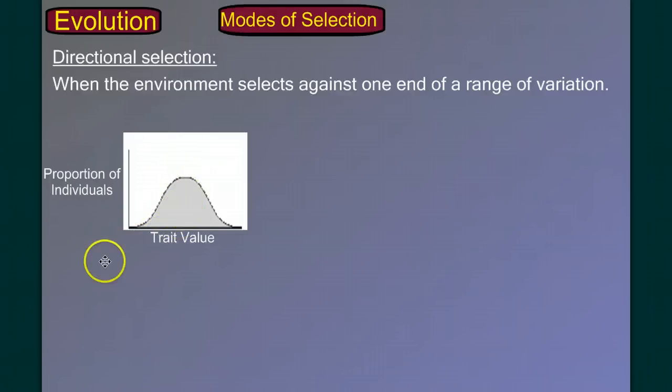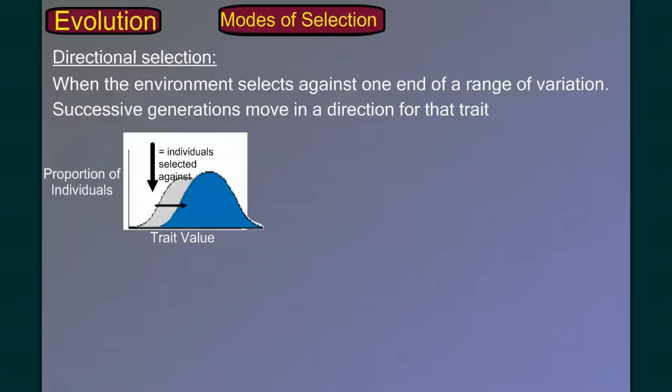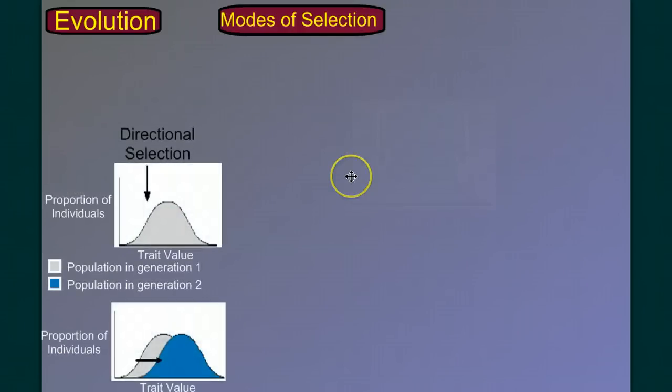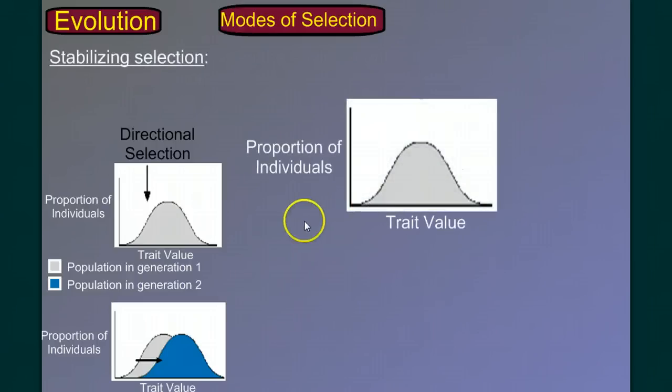But if we select against one end of the range, what happens? Well, successive generations will move this population in a direction. If each generation we select against this end of the range, then the average look of the population will shift. We call that directional selection. So natural selection can explain how a population can change over time. But what's interesting is it can also explain how a population stays the same.